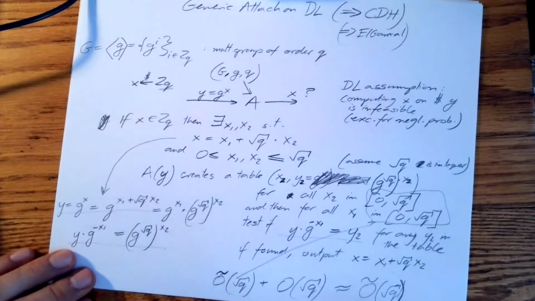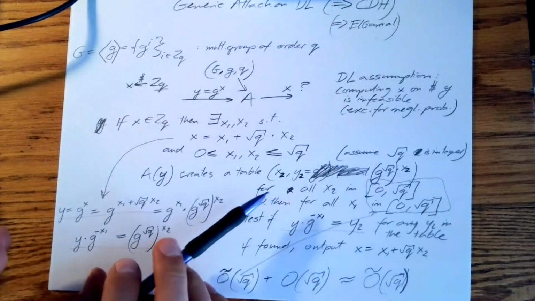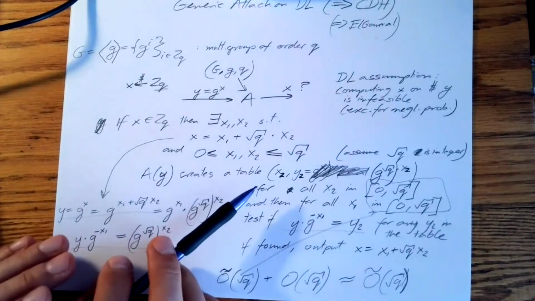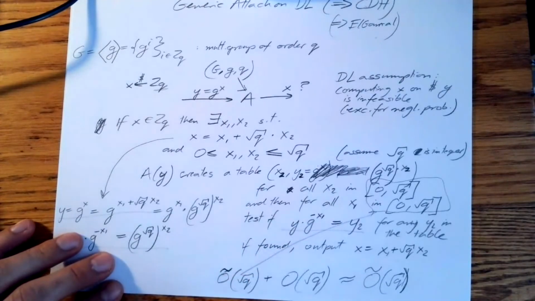And this explains why, if you want a generic attack to run with at least 2^80 steps, you need the square root of q to be 2^80, and therefore q itself must be close to 2^160, the square of that.